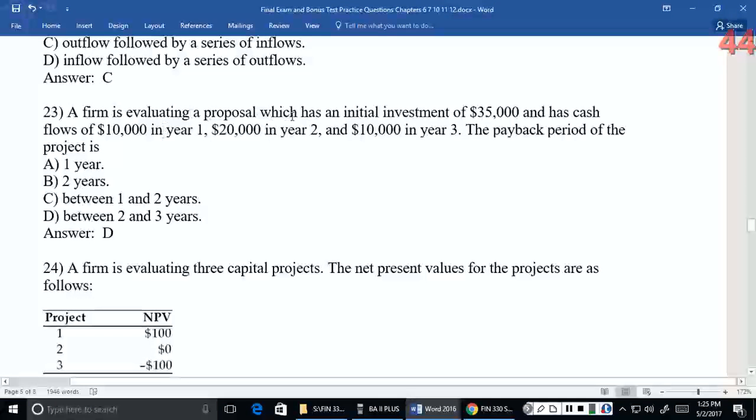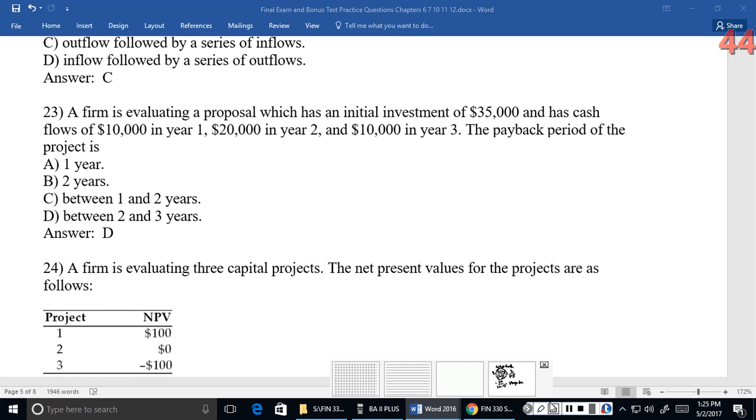A firm evaluating a proposal with an initial investment of $35,000 has cash flows of $10,000 in year 1, $20,000 in year 2, and $10,000 in year 3. The payback period is, okay, so let me bring that up really quickly. I think I worked that out. Okay, so I did. So this is the payback period, pretty straightforward.